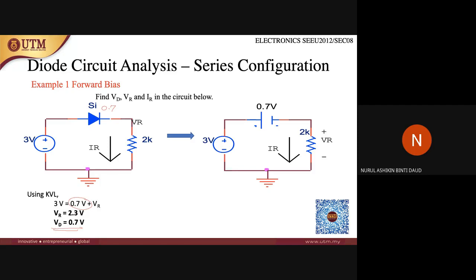So once you know VD, you can definitely find VR by subtraction, right? 3 minus 0.7, so you will get VR is 2.3 volts. When you know VR, you can find IR. Using Ohm's law, IR is V divided by R, so 2.3 volts divided by the resistance of 2 kilo ohm. You will get IR is 1.15 milliampere. So it's very direct, right?